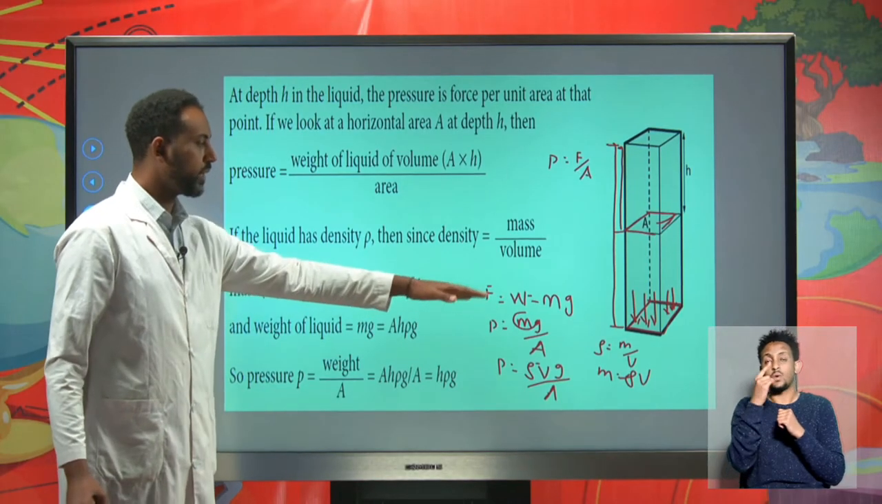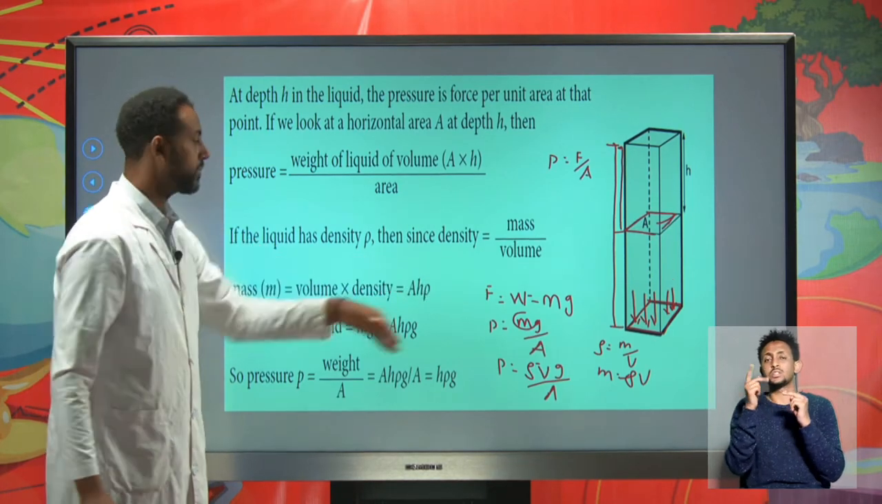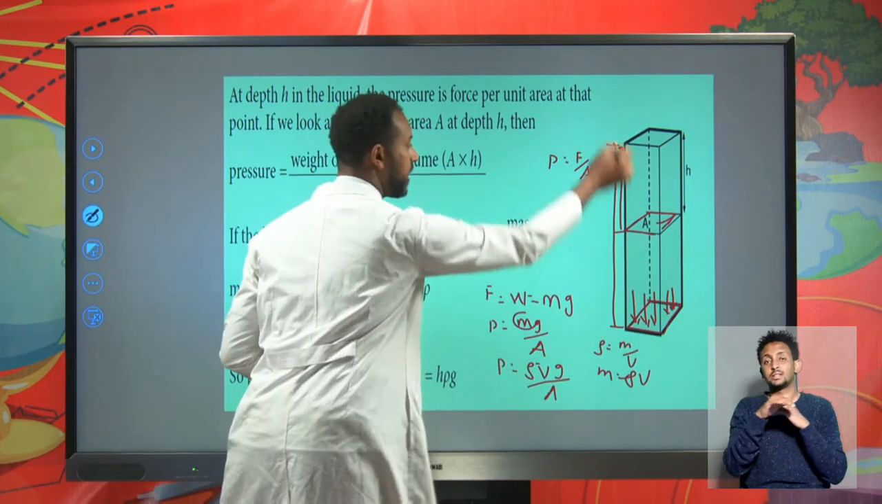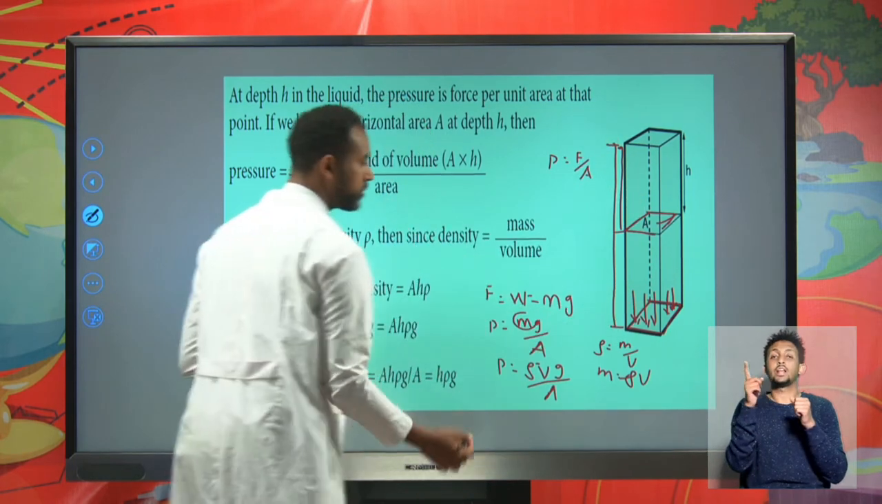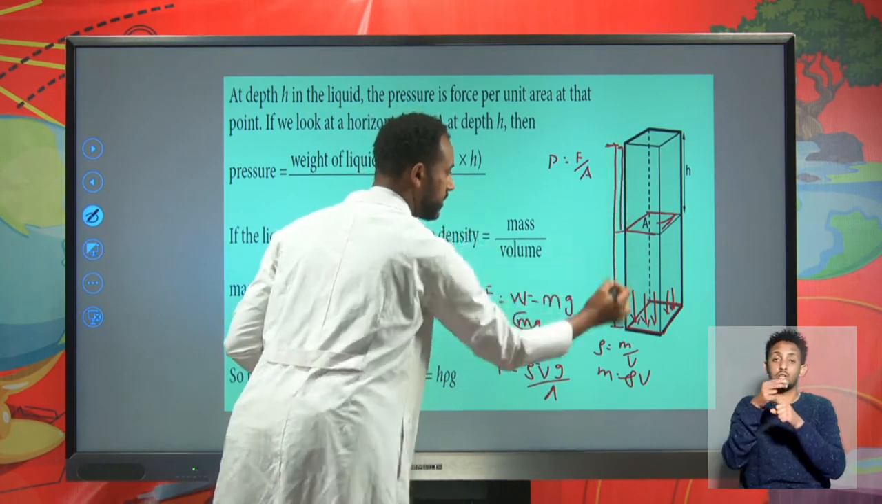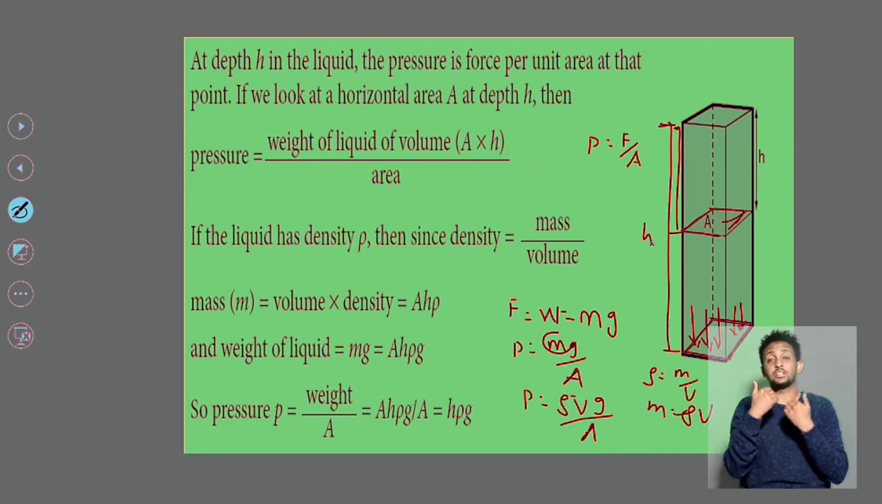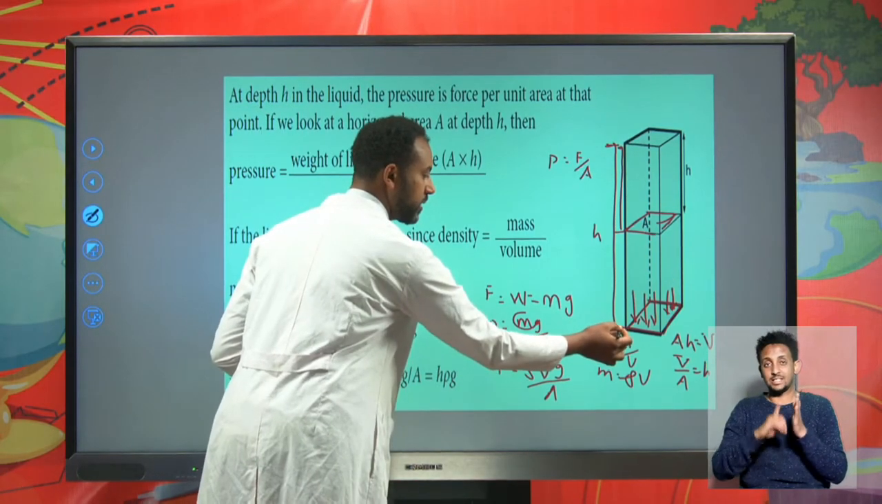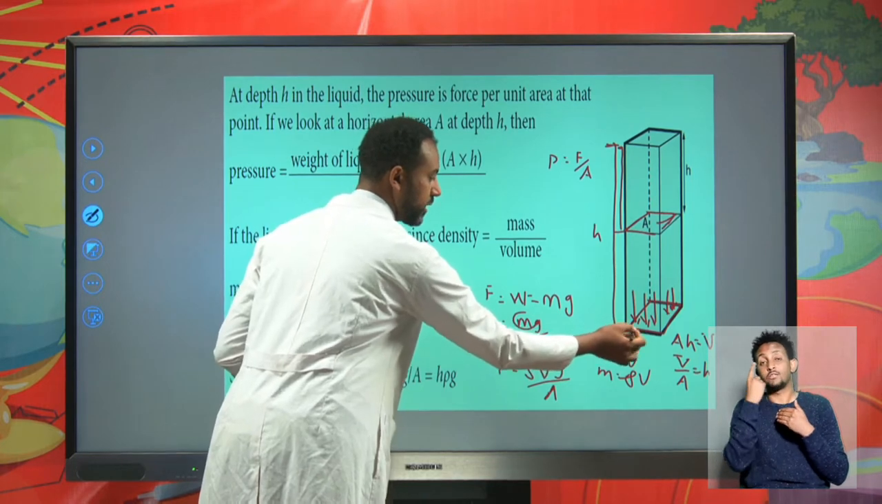And one thing we know is that the cross-sectional area, the base area, times the height or the elevation h gives us the volume, the whole volume. And if you take the ratio of volume to the cross-sectional area, it gives us the elevation or the depth, meaning the height of the water from the given point.